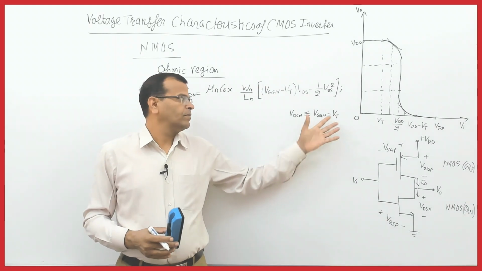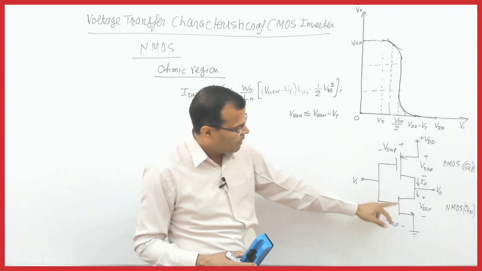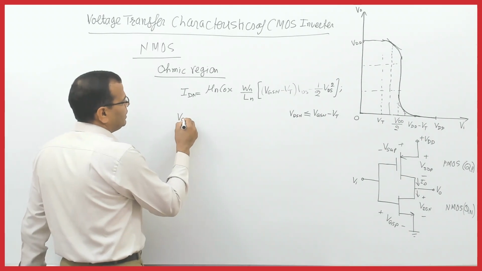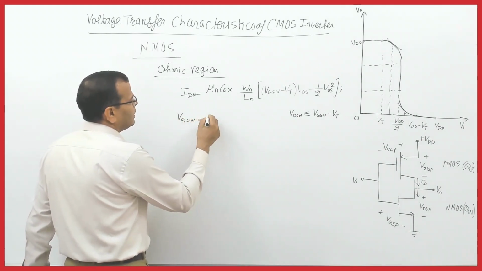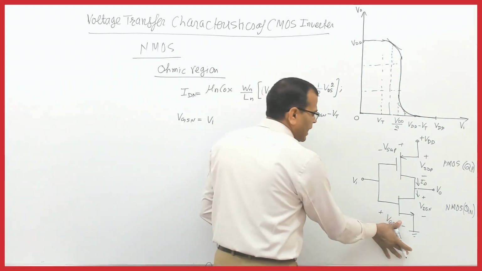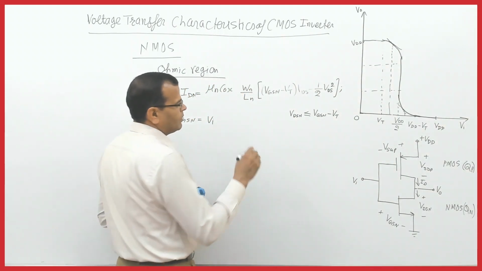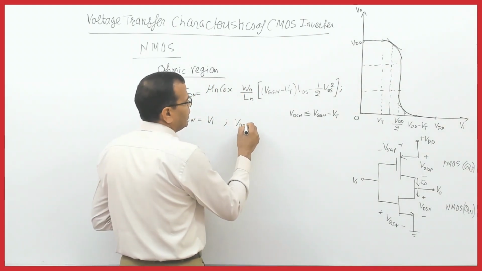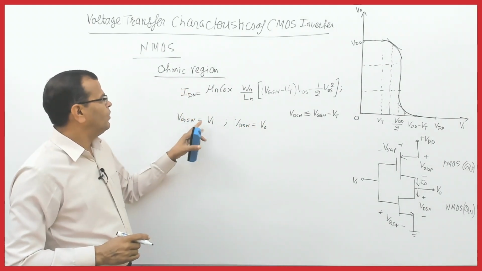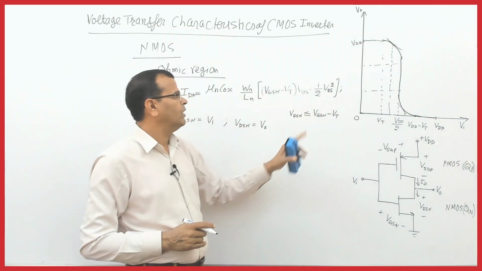But if you see from this part here, what is VGSN first? VGSN is equal to VI. Please see, this is VGSN not P. So VGSN is equal to VI. Second part, what is VDSN? VDSN is equal to V naught. Fine. So if you put VGSN equal to VI here, and VDSN equal to V naught here, what do you get?